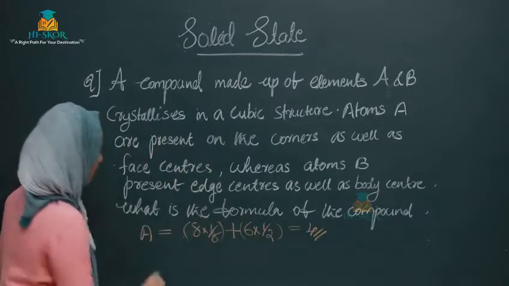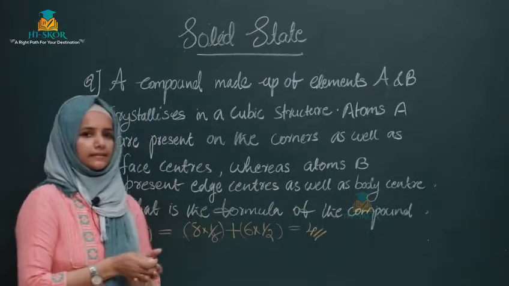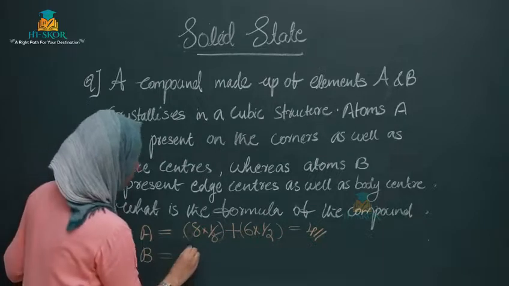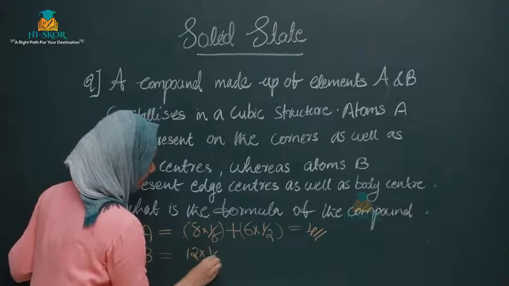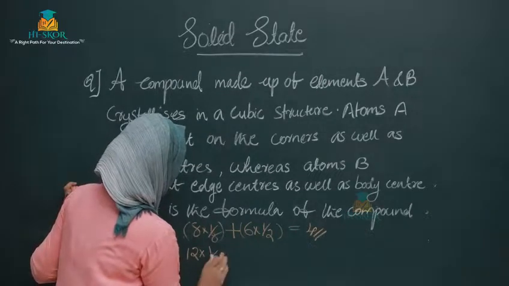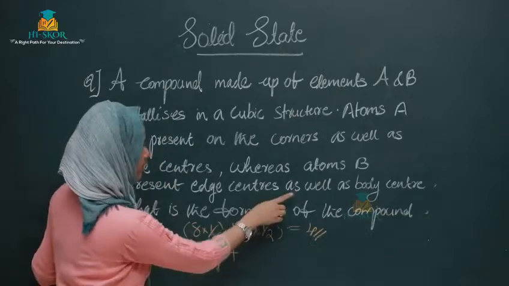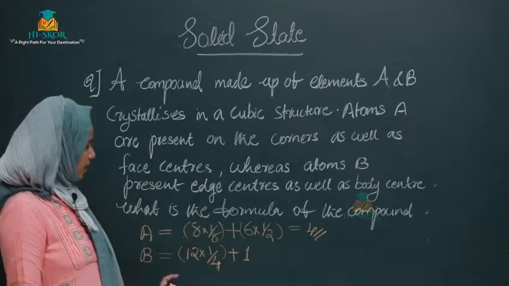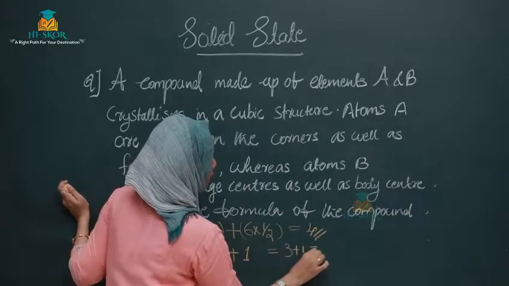A atoms are 4. What about B atoms? B atoms are present at edge centers as well as body centers. I told you we have 12 edges for a cube, right? So 12 edge centers, how much is the share? 12 into 1/4, okay? Plus the body center. In the body center there is no sharing; there is one particle in the body center itself. So 12 into 1/4 plus 1, that is equal to 3 plus 1, 4.